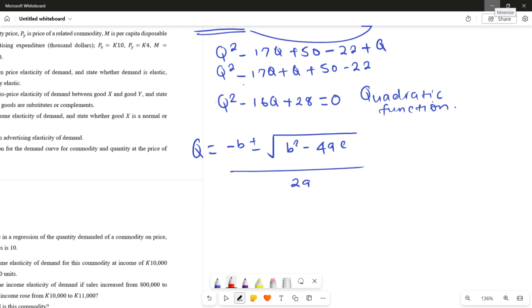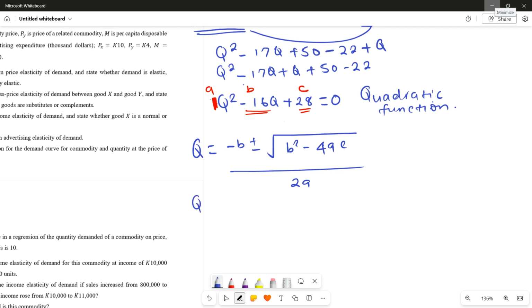Now our a is the number right before q squared. There's a 1 there, so that will be our a. Our b is the negative 16. Our c is the 28, the constant. So what you do is you just get those numbers and plug them in the formula. Then you use the calculator and solve, right?